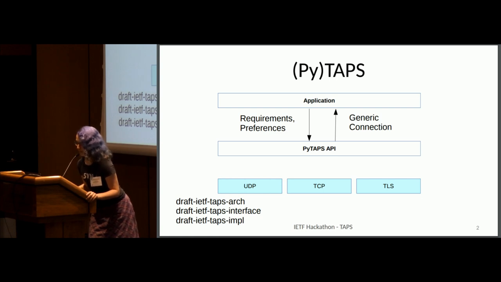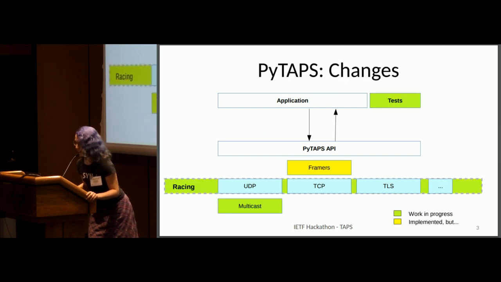This is being worked on by the TAPS working group right now in those three drafts. Now, in our PyTAPS implementation, we added a few things here at the hackathon. So we have tests now, and we worked on racing between different transport protocols. Of course, those are not really equivalent, but if we have transport protocols that provide the same features, then we can try them at the same time and go happy eyeballs on them. And we are working on that right now. Also, we are working on getting multicast to work, which is work in progress.